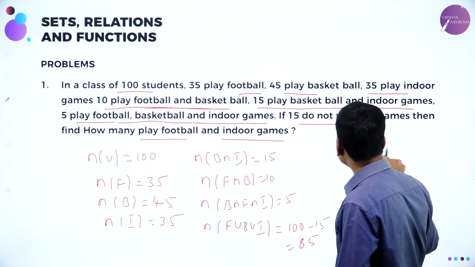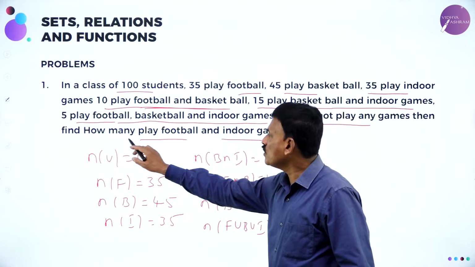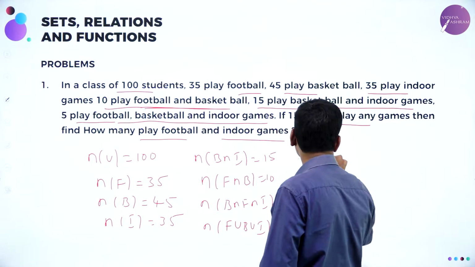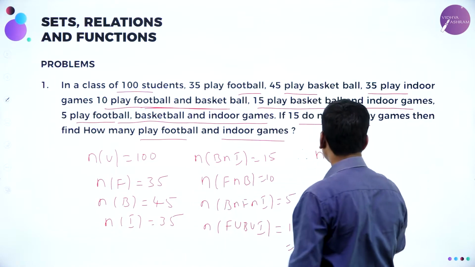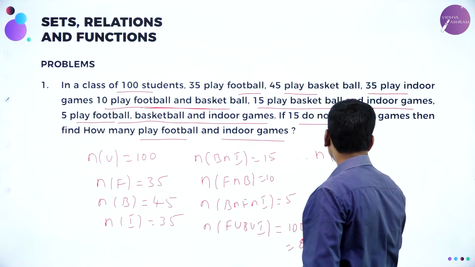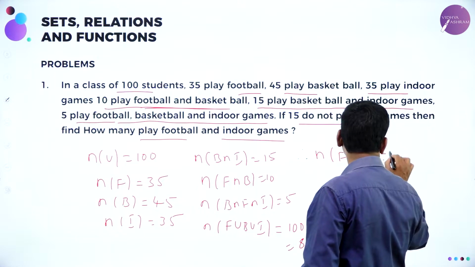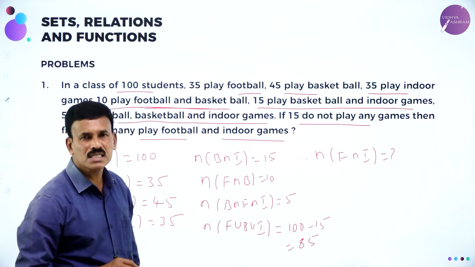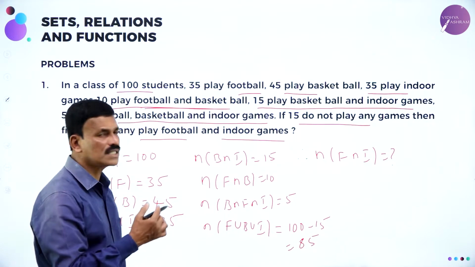Now what is required is to find how many play football and indoor games. So n of F intersection I is to be determined. What is to be determined is F intersection I, that's it. Okay, now these are the given conditions.